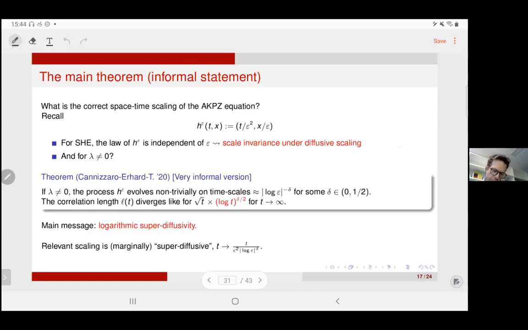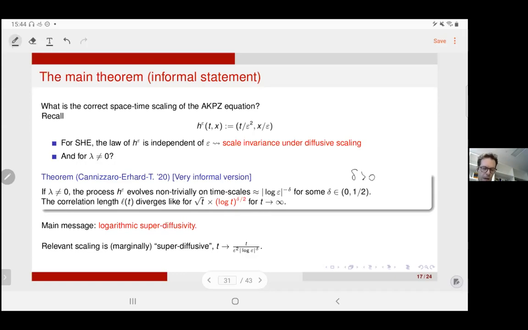Okay, so here is the first, very informal version of our theorem. It says that as soon as lambda is not zero, doesn't matter if it's positive or negative, the process behaves quite differently. It already evolves non-trivially on very small timescales, on timescales of order one over log epsilon to some power delta. Delta is positive, this is the important thing here.